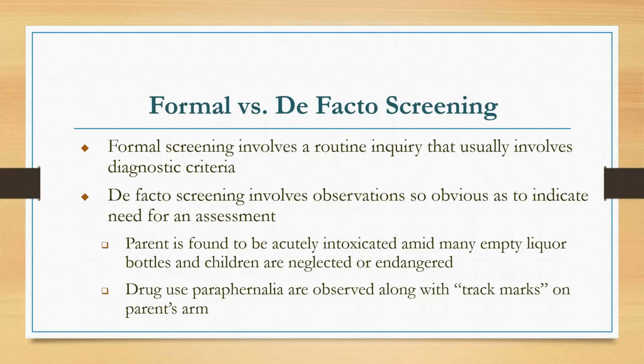A de facto screen involves observations that are so obvious that they indicate that an assessment should be made. So if a parent is found acutely intoxicated with many empty liquor containers around and children are being neglected or endangered, I don't think we need to mess with a formal screen. We already have enough evidence to suggest that an assessment is probably warranted. The same thing would be true if you found drug paraphernalia and observed track marks on the parent's arm. It's not a matter of whether there's a risk or not. It's a matter of what the diagnosis is.